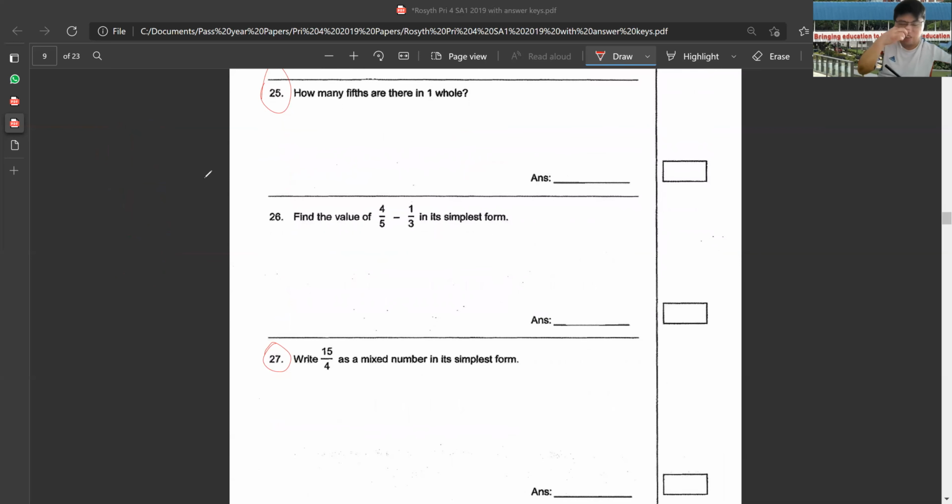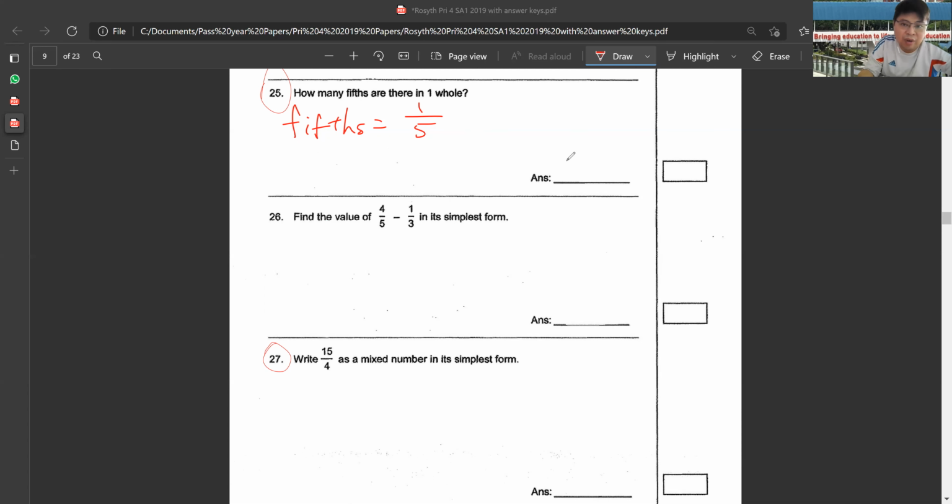How many fifths are there in one whole? Do you know what is fifth? No. Fifth is 1/5. Fifth means 1/5. So how many 1/5 are there in one whole? How many fifths are there in one whole?